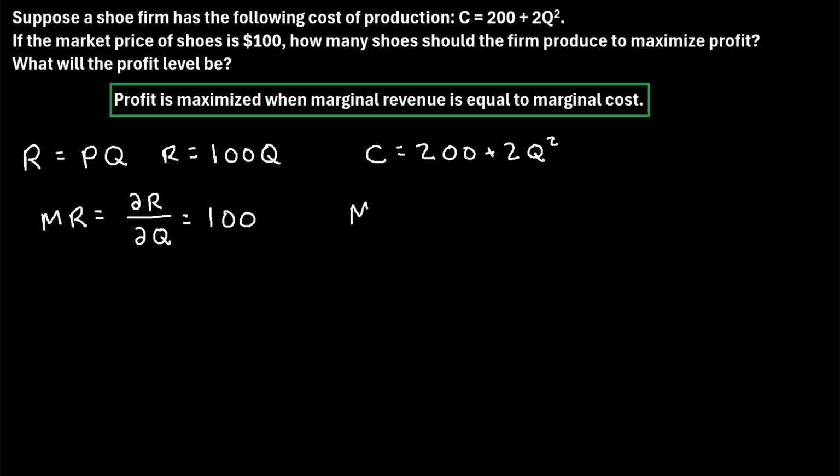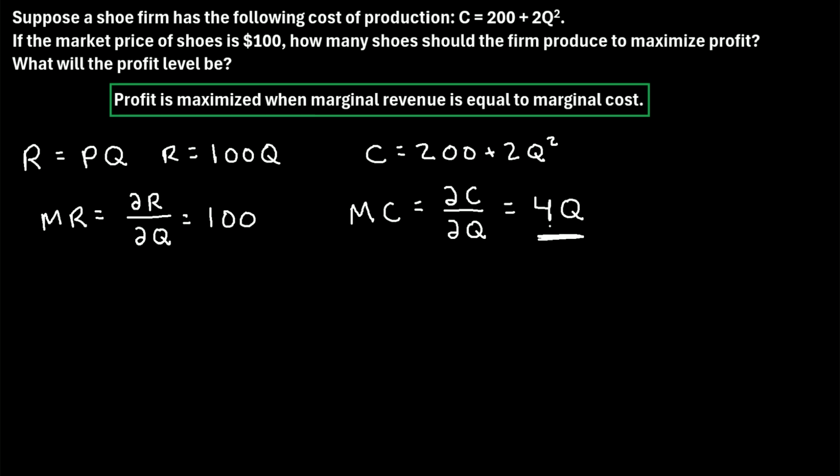And the marginal cost function, that uses a similar formula. So that's just the derivative of the cost function with respect to Q. So if we consider this cost function right here, what's the derivative with respect to Q? Well, the derivative of 200, that's just nothing. And then the derivative of 2Q squared, remember the power rule from calculus, we take the exponent and multiply it by the coefficient. So 2 times 2 is 4, and then we reduce the exponent by 1. So this will become a 1. So really, this is just 4 times Q. So the marginal cost function is just 4Q.